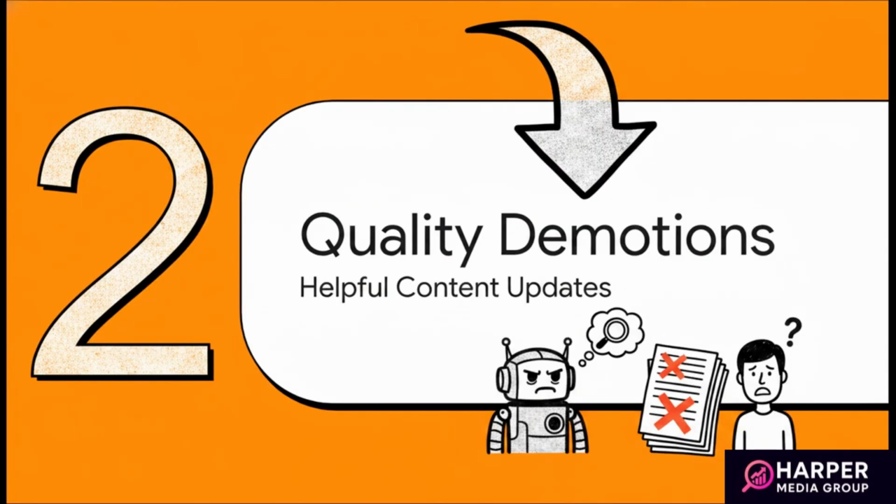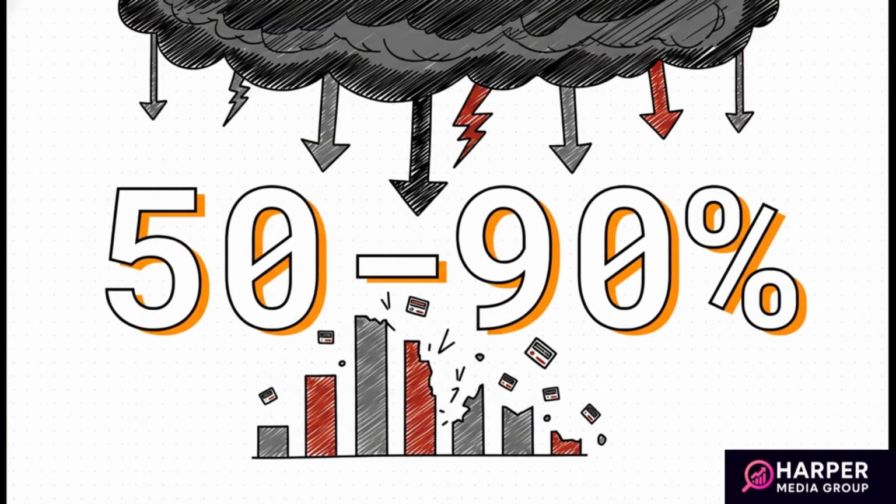Let's move to ward 2, quality demotions, surviving the helpful content system and reviews updates. This is the ward where Google's algorithm decides your content was made purely for search engines, not for actual human beings. If you've been hit by the helpful content system, or HCS, you know firsthand how completely devastating these demotions are. They regularly wipe out 50 to 90% of a site's organic traffic in a single brutal sweep.